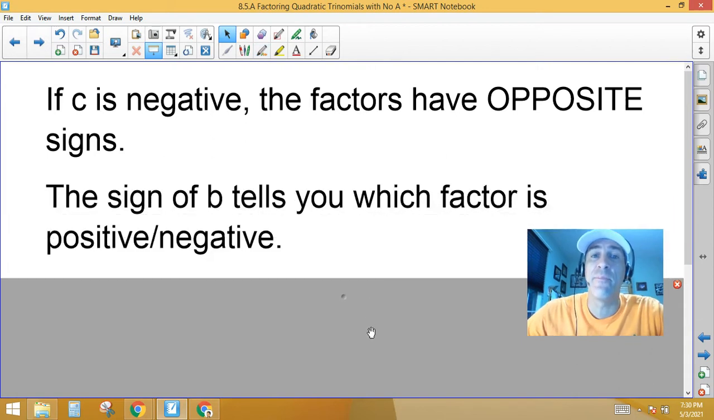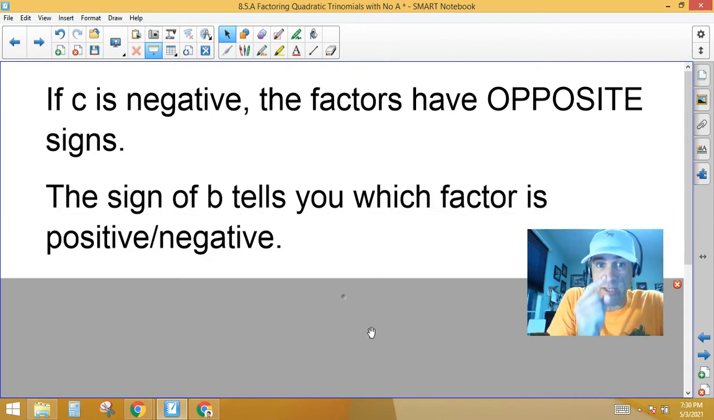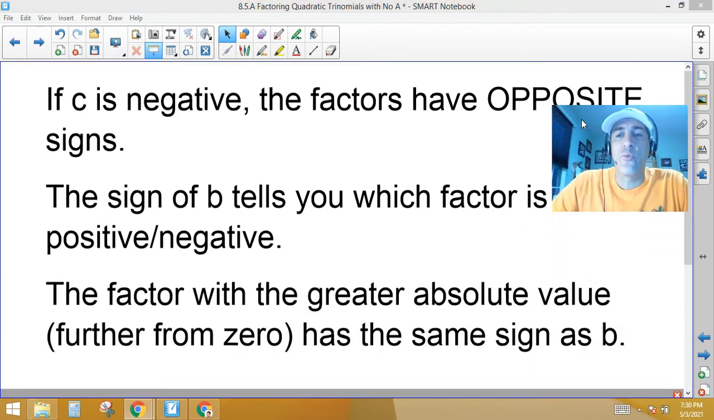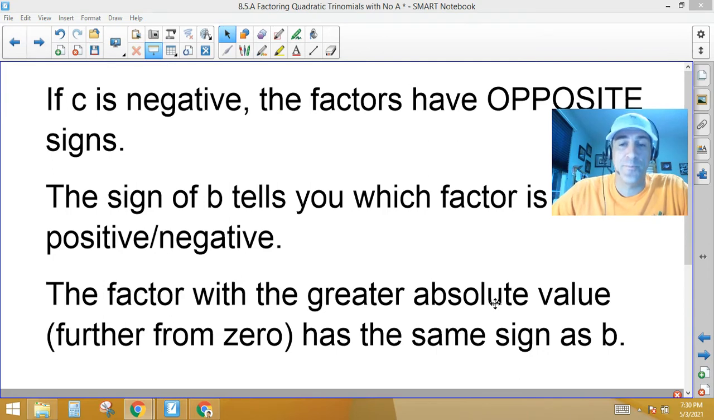The sign of B, the coefficient in front of X, tells you which factor is positive or negative. If it's plus bx versus minus bx, that's what you're looking for. The factor with the greater absolute value, meaning the one further from zero, like positive 8 versus negative 4, where 8 has a greater absolute value, or 2 and negative 7, where negative 7 does. The factor with the greater absolute value will have the same sign as B.